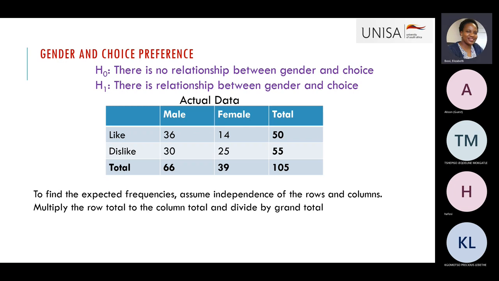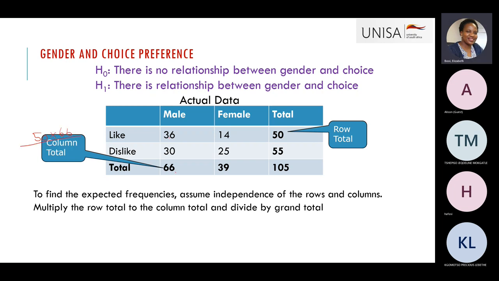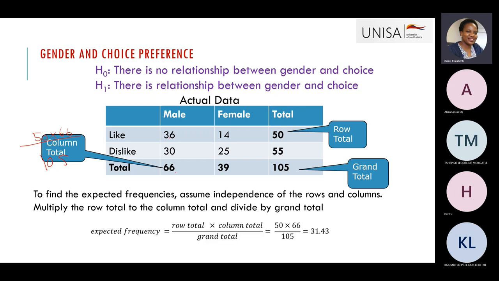Now we need to calculate the expected values. To calculate the expected value, we always assume that the variables in this table are independent of each other. Therefore, we take the row total, multiply by the column total, and divide by the grand total. To calculate the expected value for 36, we take the row total, which is 50, multiply by the column total, which is 66, and divide that by the grand total, which is 105. So 50 times 66 divided by 105 gives you 31.43.